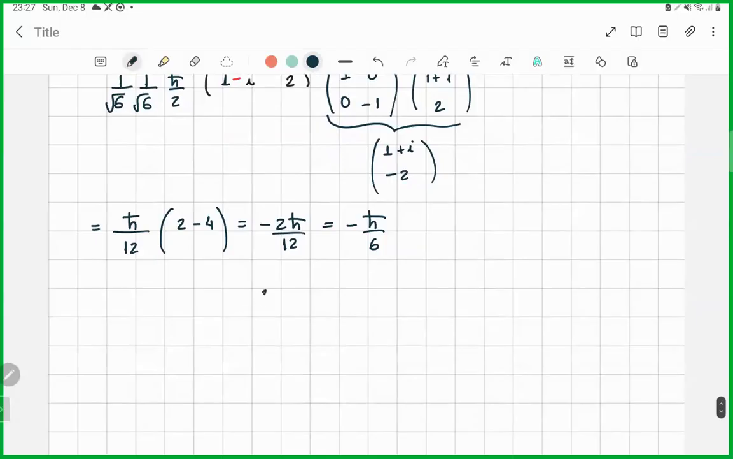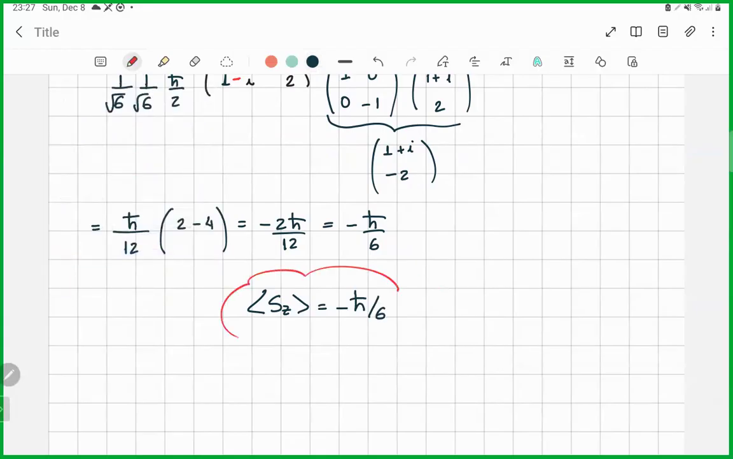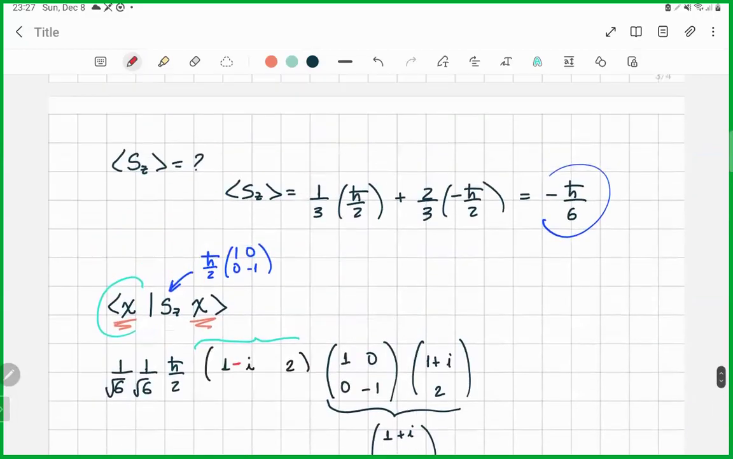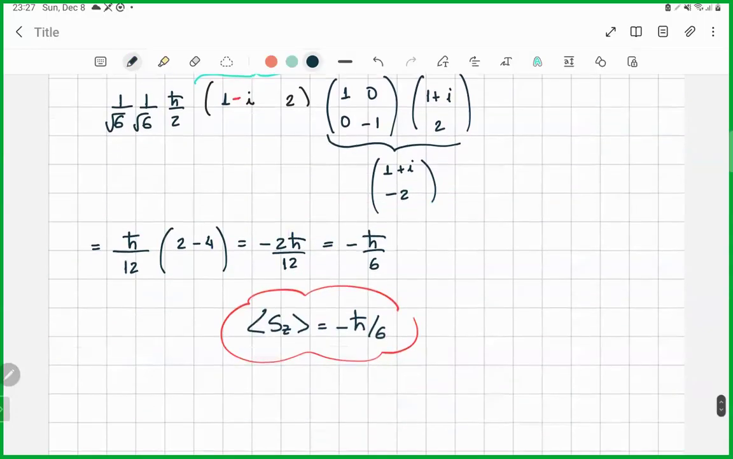So let's put it here. Expectation value of SZ is minus H bar over 6. Right? And let's check. Yeah, the same result that we got before, because these are two methods. You choose the one that you prefer. Okay, so now we are going to do the same thing, but for the expectation value of SX.